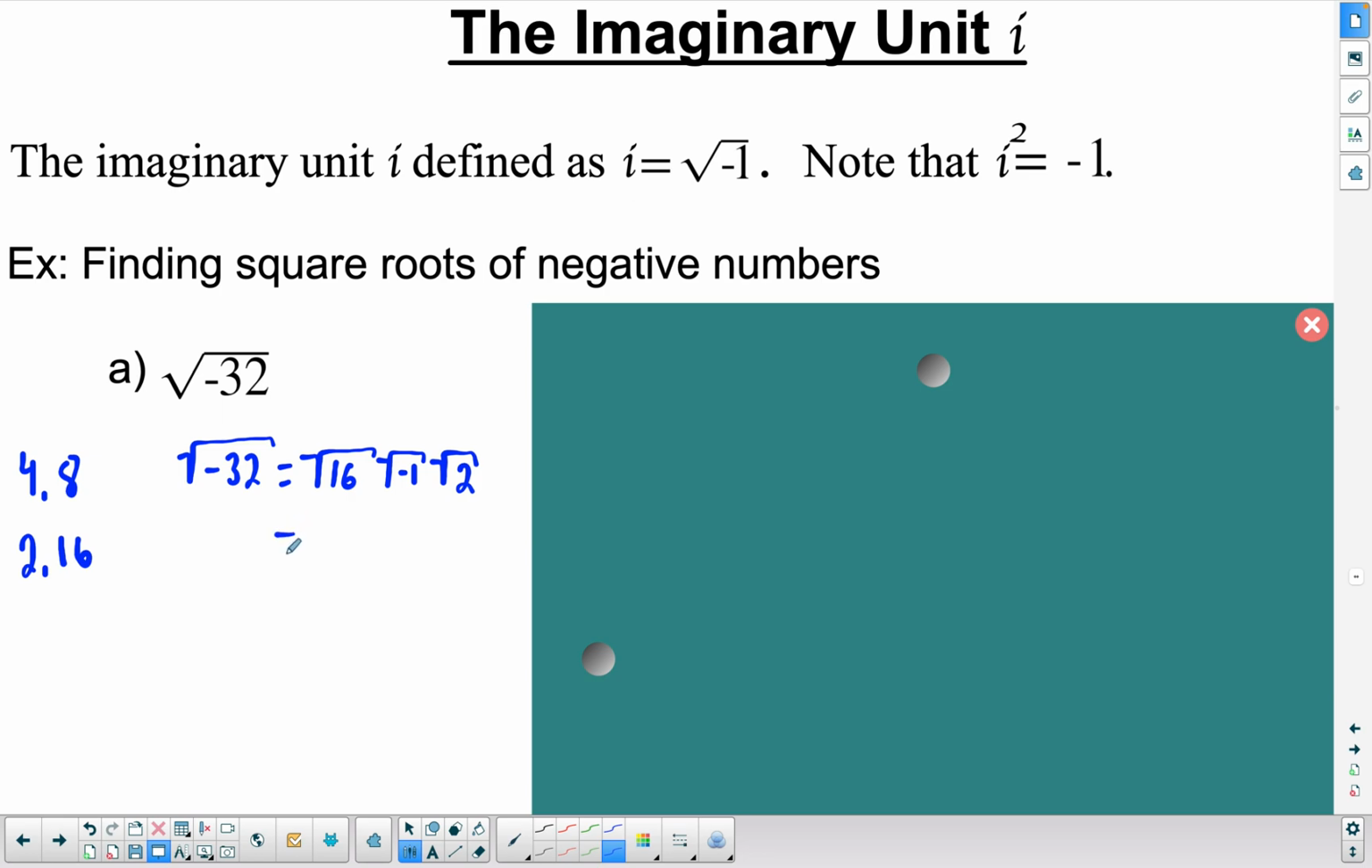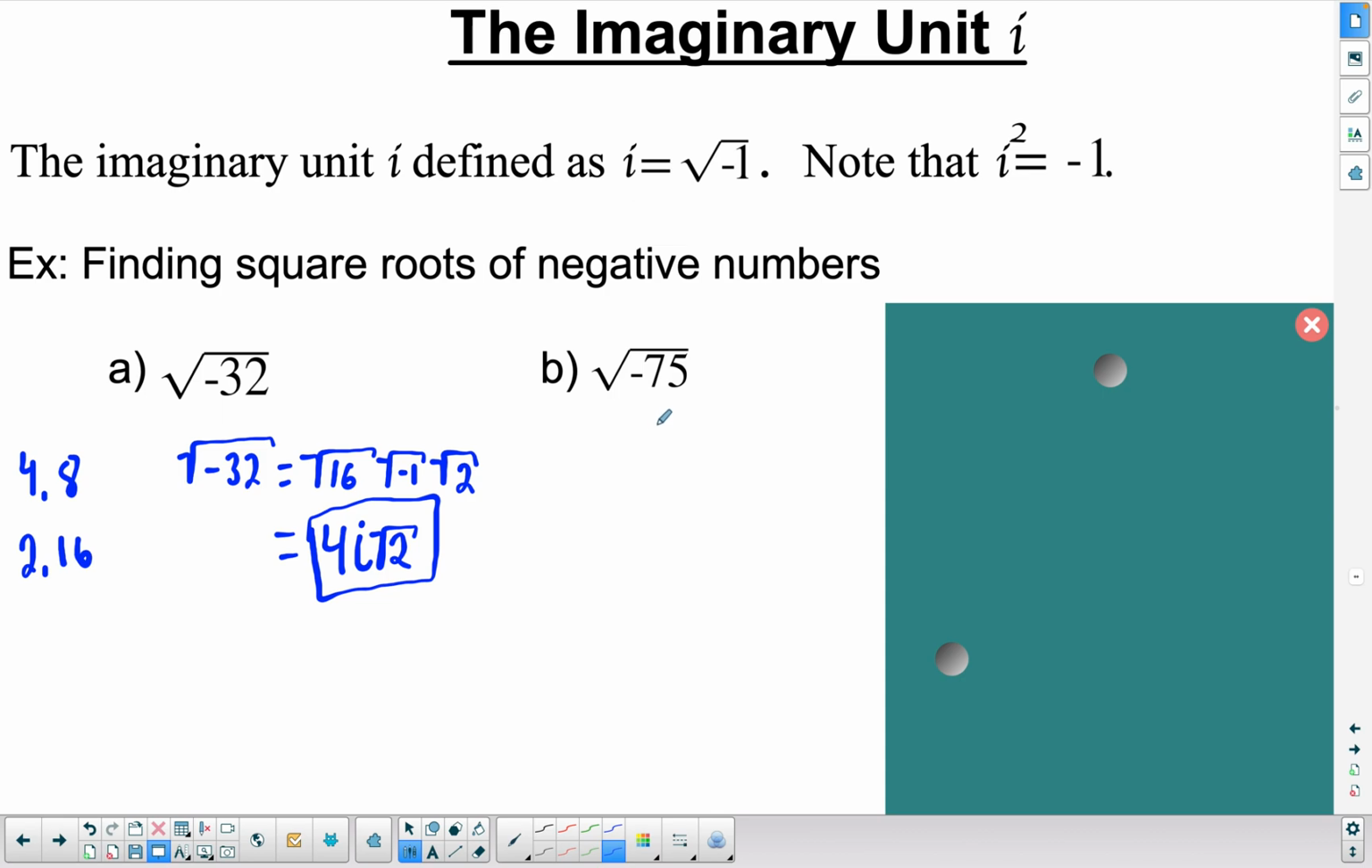Now, the square root of 16 is 4. The square root of negative 1 is i. And the square root of 2, we're going to leave it as the square root of 2. That's all we can do. And you have the answer of 4i square root of 2. So notice I could put the i at the end, or I can put the i in the front. It just looks nicer that way. Next one.